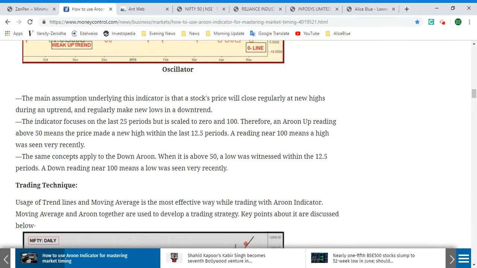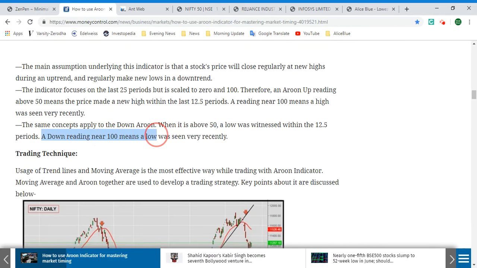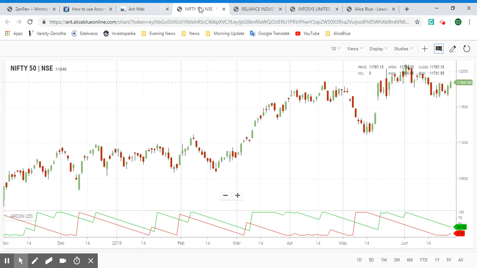Okay. An Aroon down reading near 100 means a low was seen very recently. Since the red line is Aroon down, if this was above 50, that would mean that a downward peak or a low was seen in the last 12.5 periods. But since both of them are below 50, there were no specific highs or lows.